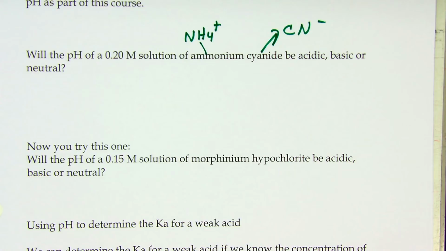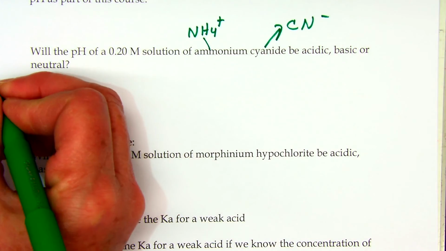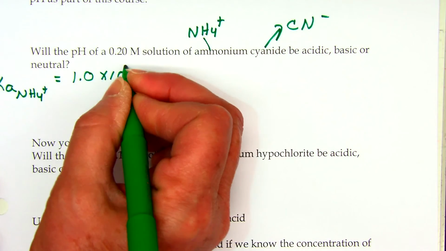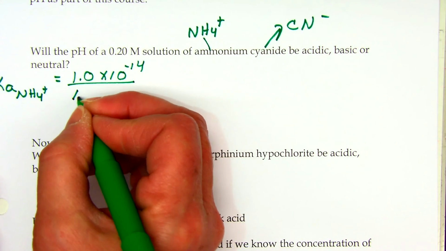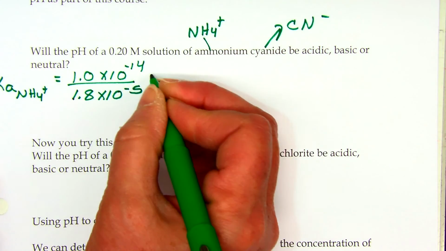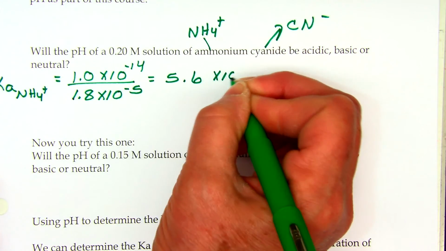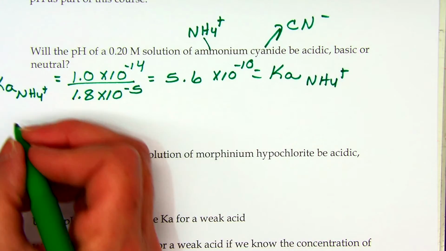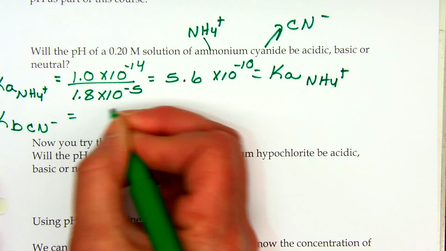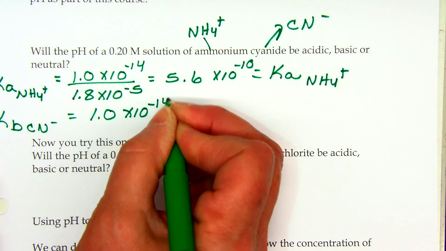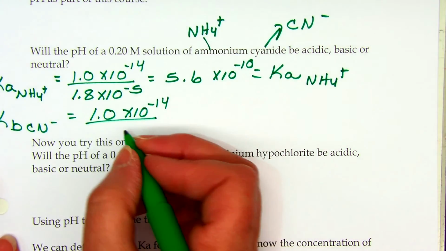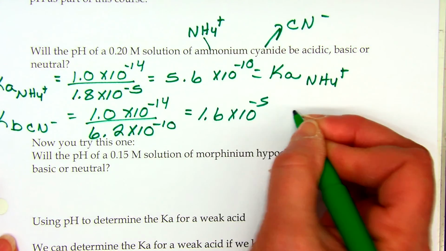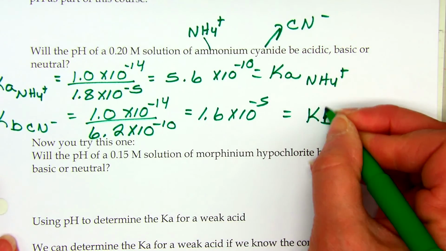So we have to calculate the Ka for ammonium and the Kb for cyanide. So the Ka for ammonium is equal to Kw, 1 times 10 to the negative 14th, divided by Kb for ammonia, 1.8 times 10 to the negative 5th. So it is equal to 5.6 times 10 to the negative 10th, that's the Ka. Now we'll do the same thing for the Kb for the cyanide ion. So Kb for cyanide is equal to 1 times 10 to the negative 14th divided by Ka for HCN, 6.2 times 10 to the negative 10th. That's equal to 1.6 times 10 to the negative 5th, which is Kb for cyanide.